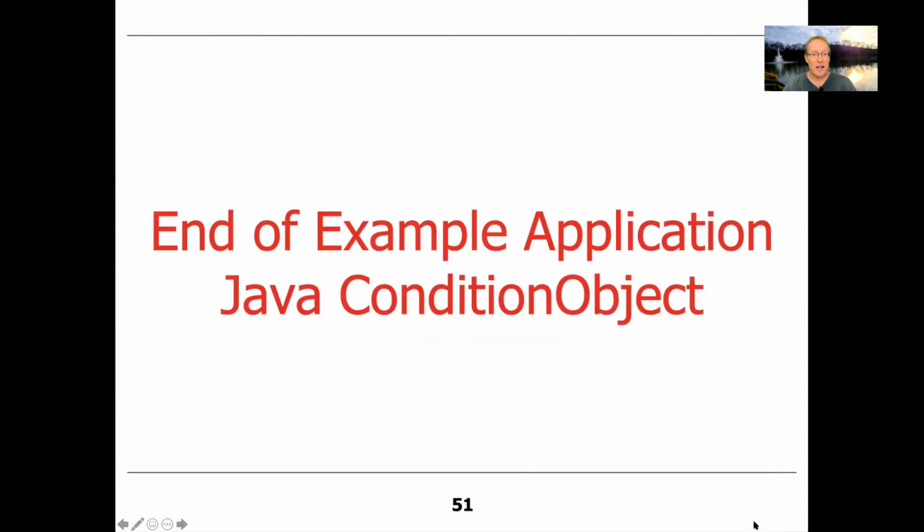So that's the end of our example application showing how to use a pair of Java condition objects in order to implement the Java ArrayBlockingQueue. And that's code straight out of the Java class library. So this is production Java code, and we're looking at the ways in which these features are used to implement something that really applies in practice.